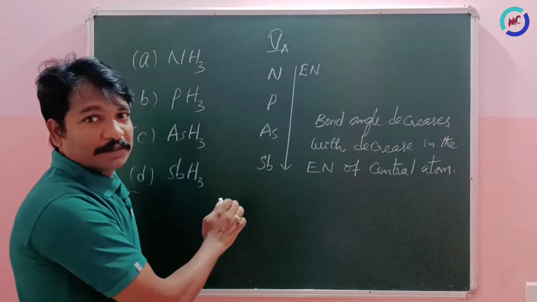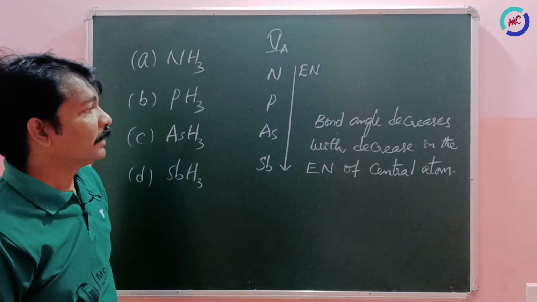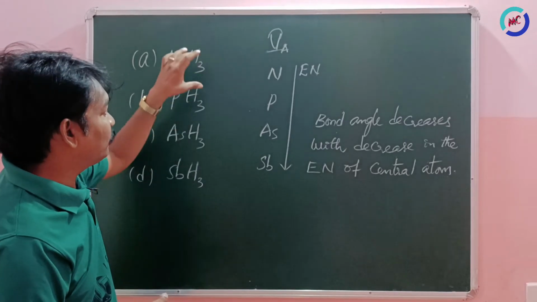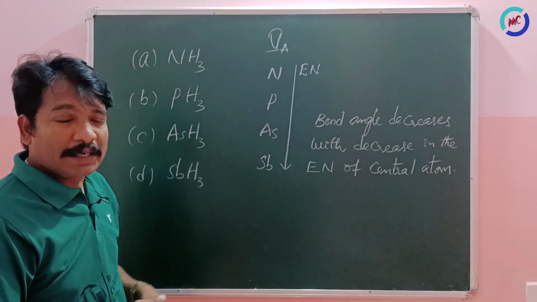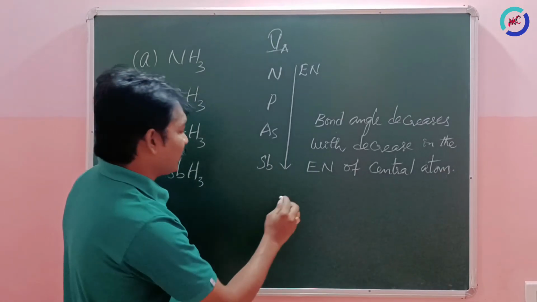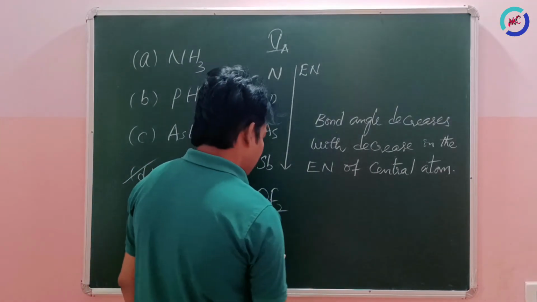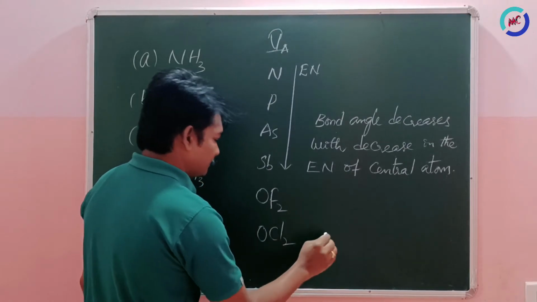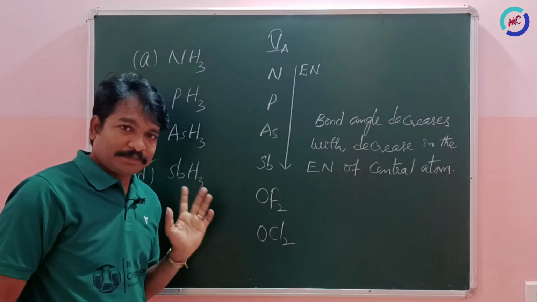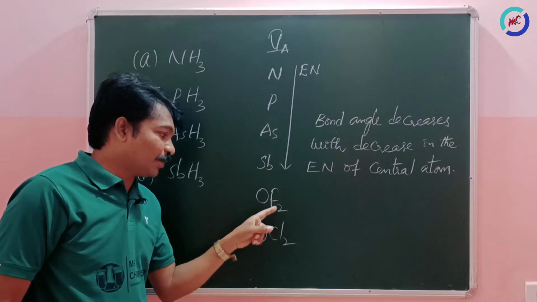And here in this one, which one has the least bond angle? Stibine, SbH3. And here I will give one more example which is the reverse of that one. When it has different side atoms and the same central atom, then what is the condition? See here, let us take one example. We will take OF2 and OCl2. Here if you observe, the central atom oxygen is the same. Oxygen is the same, and here the side atoms are fluorine and chlorine.